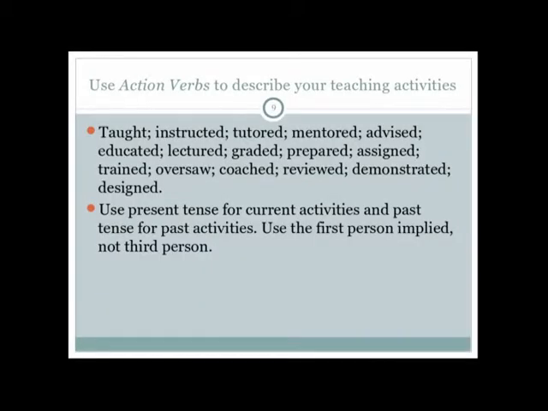So here are some examples of action words you can use to really punch up your description of your teaching: taught, instructed, tutored, mentored, advised, and so on. And you want to use the present tense when you're talking about what you did currently, and then the past tense when you talk about what occurred in previous times. Use the first person implied, not the third person, meaning you want to suggest by your prose that you're using I as the subject as opposed to she does this or he does this. It just makes for kind of stilted reading when you don't use the first person.